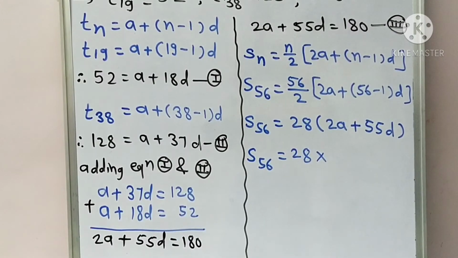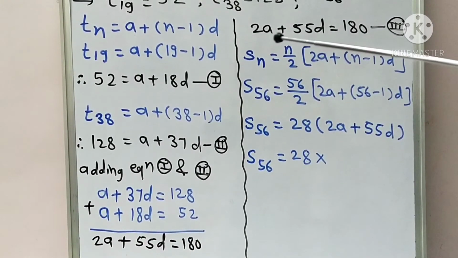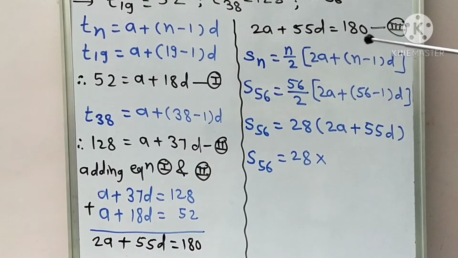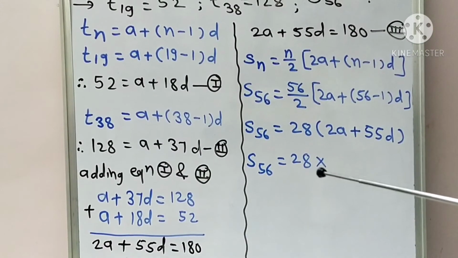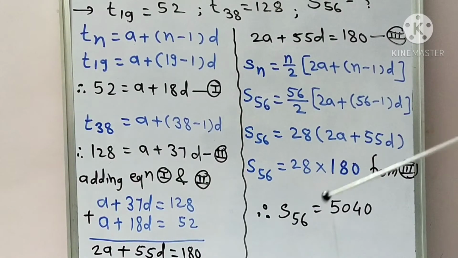Getting this? So here we do the addition, and we find that the value of 2a plus 55d equals 180, and that same expression in terms of a and d is there in the formula for Sn. So we put the value of 2a plus 55d as 180 from equation 3, and therefore the sum of the first 56 terms, that product, is 5040. That is the answer. Getting this?